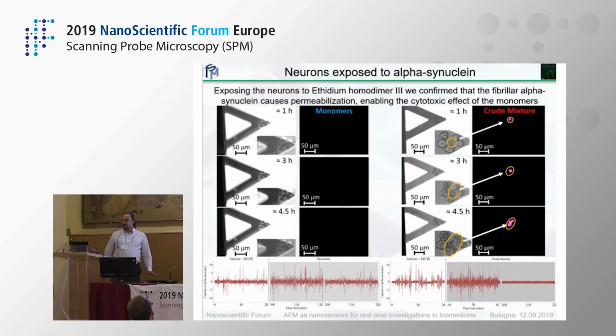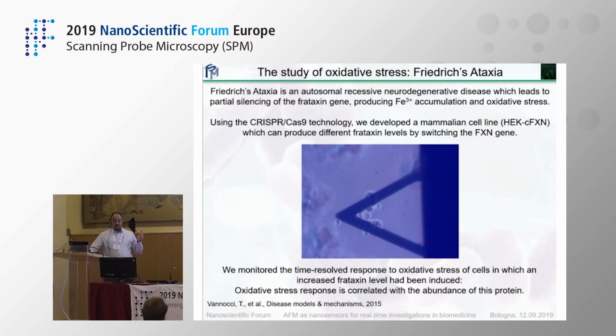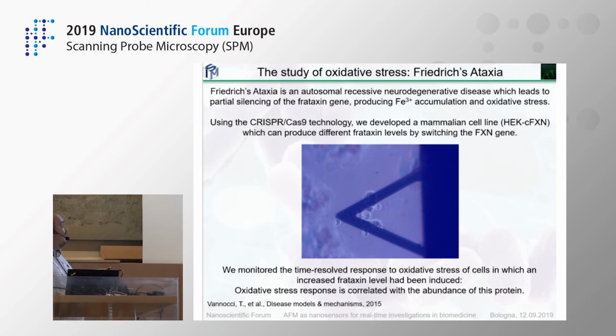Another experiment focused on studying Friedreich's ataxia, a recessive genetic disease that causes the cells to be more sensitive to oxidative stress. So, in collaboration with Cambridge, we were able to develop a new cell line, a model cell, to study how these cells respond in terms of nanomotion, studying what happens when we expose these cells to an oxidative stress.